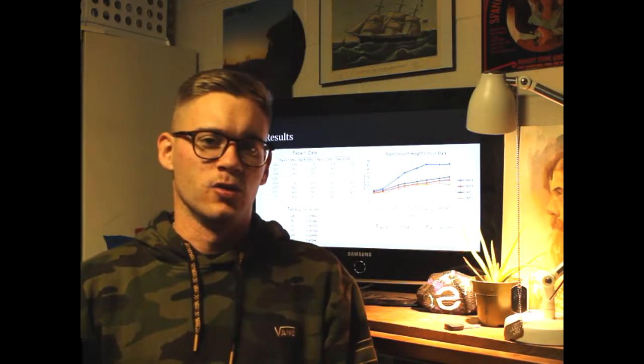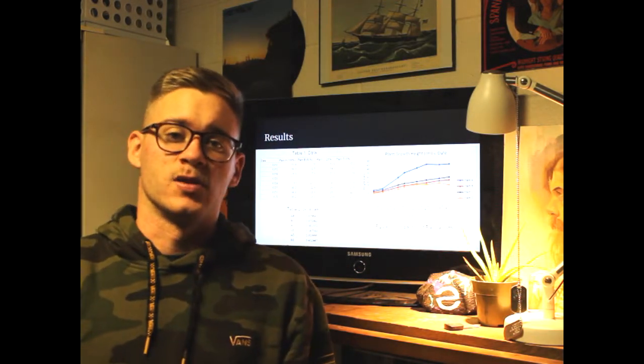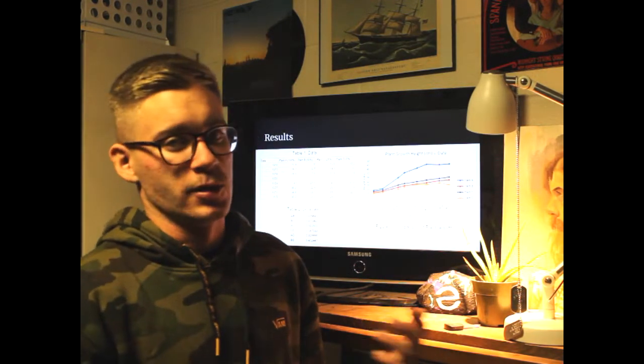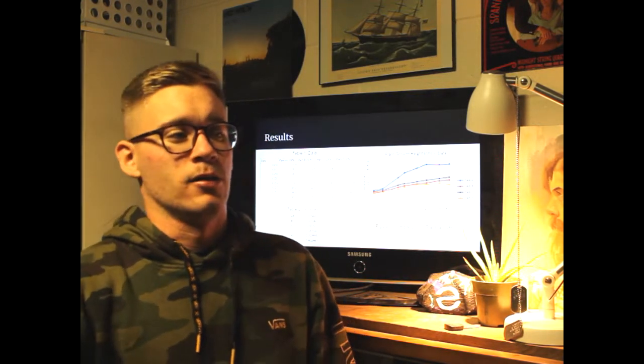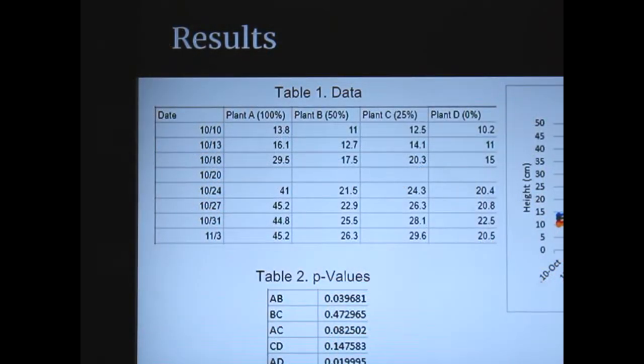I'm here reporting to you from Brock 110 on the results of our experiment on the effects of soil moisture on the growth of the giant sunflower. So I have a couple of different tables and graphs I'd like to show you. First dealing with our raw data, the second dealing with the p-values for our data, and the third is a graph comparing all the different plants we measured and how they compare to each other based on the varying amounts of water that they received. So I'll hop right into it.